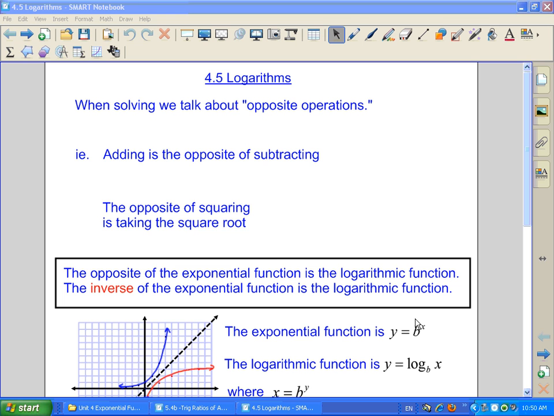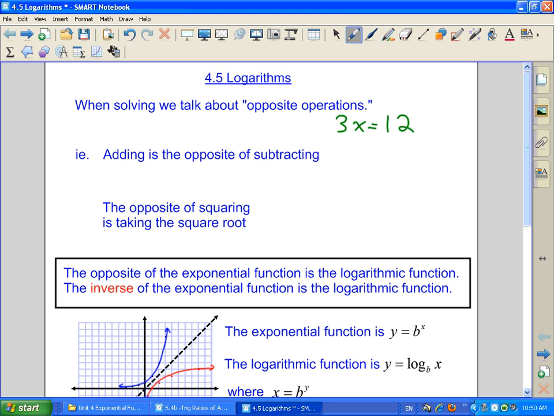All right, so what we're going to reintroduce here, folks, is something we've been teaching since grade 8, maybe grade 9: when solving, we talk about opposite operations. So for example, say you've got an expression 3x equals 12. Currently, the x is times by 3, but in order to solve for x, you do the opposite operation, which is divide by 3. And in this case, you would get x equals 4.